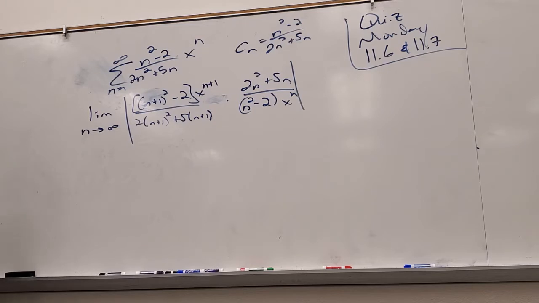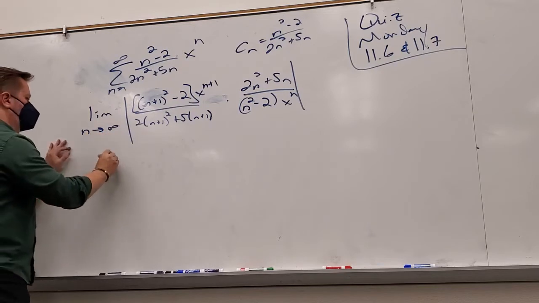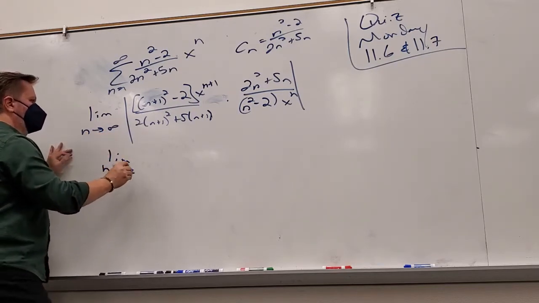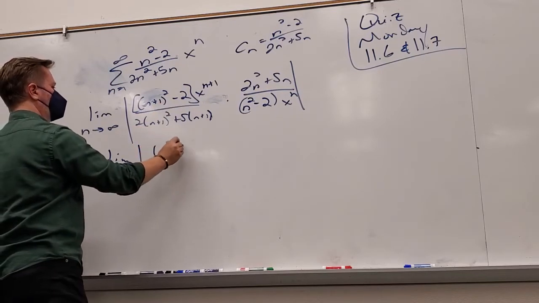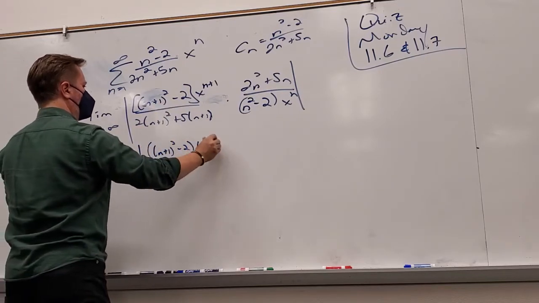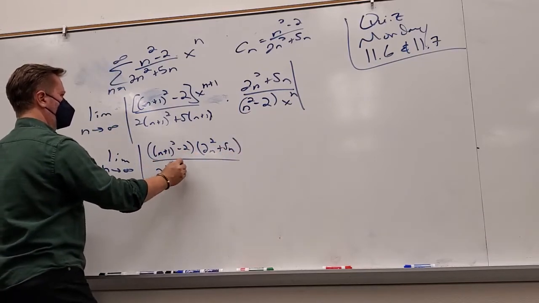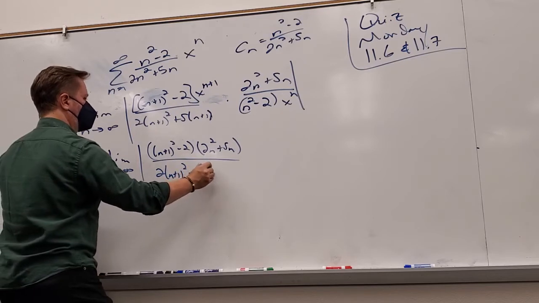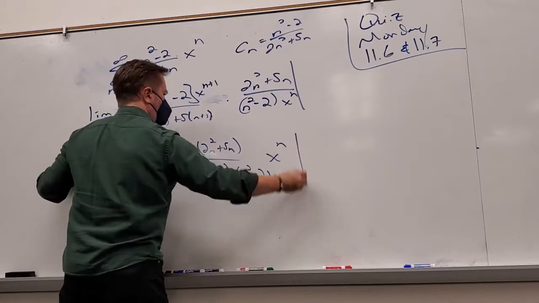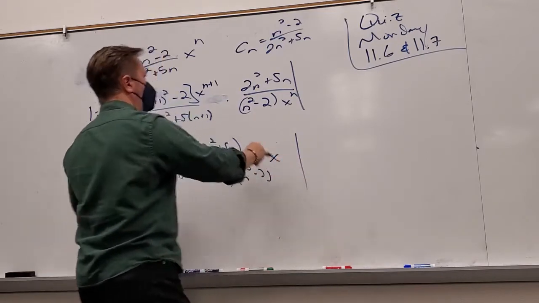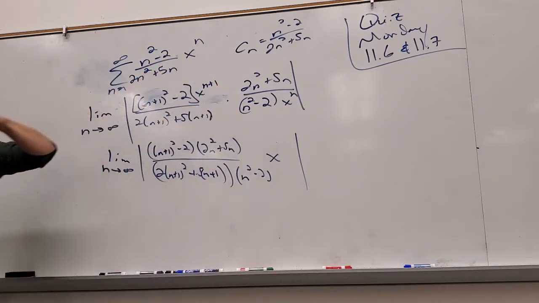All right. So the x's we can do our normal stuff with, right? So I'm gonna put, let's see, I get n plus 1 squared minus 2 times 2n squared plus 5n over 2n plus 1 squared plus 5n plus 1 times n squared minus 2. And then I could just put x. Is everybody cool with that? So here the nx's cancel, so I'm left with 1x on top, right?